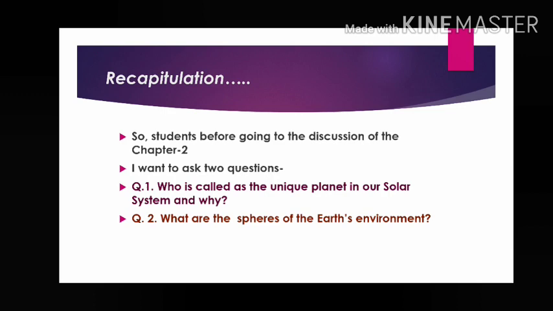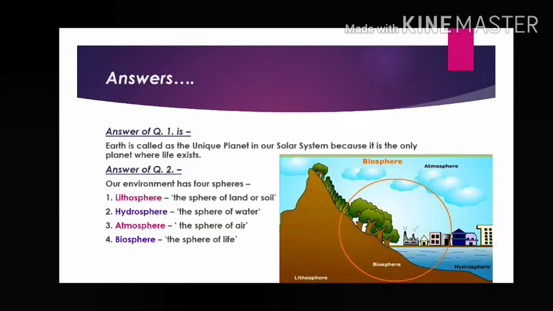And second question, what are the spheres of the environment? So Earth's environment has four spheres. Who are they? Lithosphere, hydrosphere, atmosphere and biosphere. So what is the literal meaning of lithosphere? The sphere of land or soil. That means it is the zone where we are getting which one? That is land resource or soil resource.